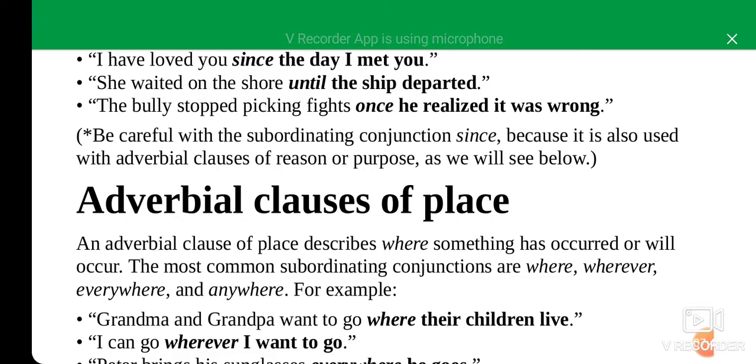I'll be careful with the subordinating conjunction "since", because it is also used with adverbial clauses of reason. Sometimes "since" shows reason as well, so just listen to this sentence. He was scolded when he came to school since he was late. Now here "since" shows the reason, so "since" can be a subordinating conjunction that shows the time. It can be used as a clause of reason or purpose as well.